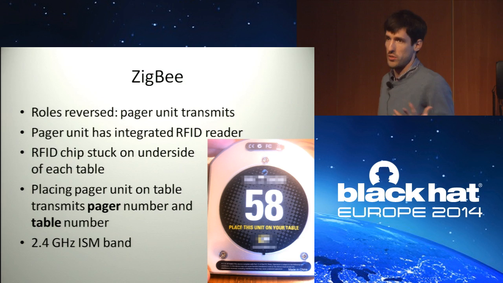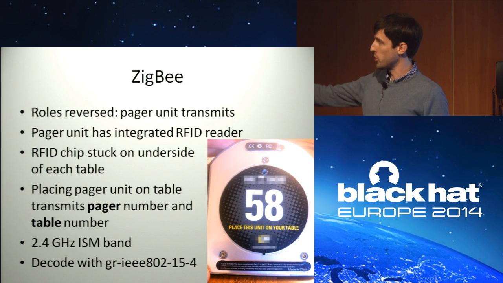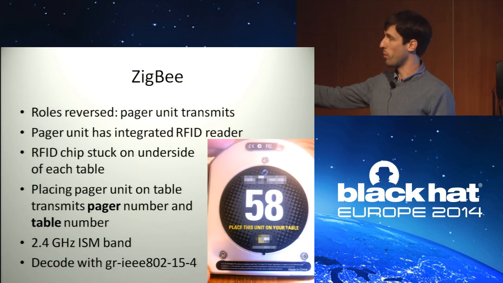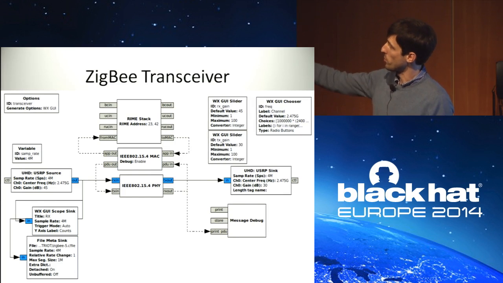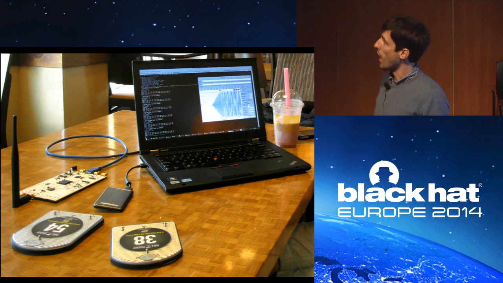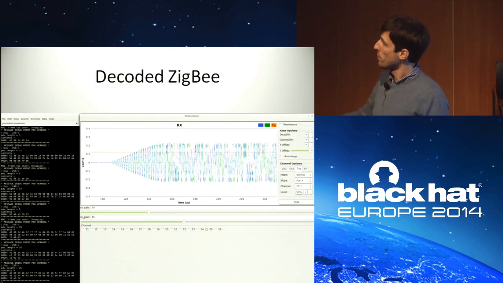But this is using the standard Zigbee protocol, and you can actually decode it out of the box with this out-of-tree module, gr-ieee802.15.4. And it's a very elegantly implemented piece of out-of-tree module software. You can hook up a very simple flow graph like this. And this is actually at the restaurant with the B200 there listening to these two pagers. You can simply run it. You can see a packet coming out here, packet data being dumped on the console.